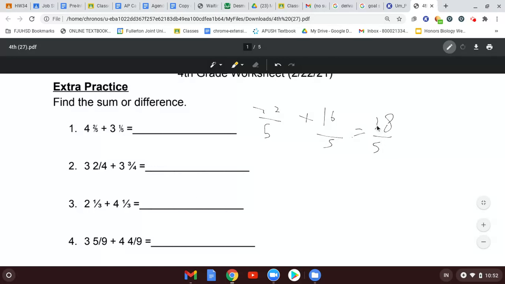Okay. And then 38 divided by 5 equals 7 and 3 over 5. I have to make the improper fraction back into a mixed number, so that's how I got 7 3/5. Okay, hopefully that makes sense.